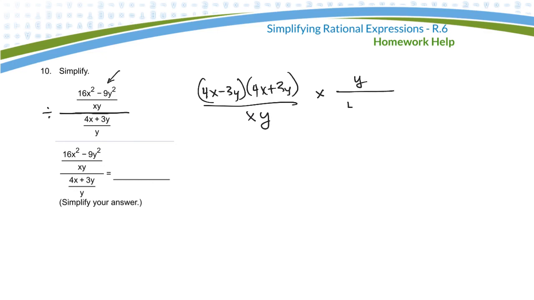Y over 4x plus 3y. Now look for factors of 1 that you can remove. And here's a 4x plus 3y, there's a 4x plus 3y. Here's a y, there's a y. So my final answer will be 4x minus 3y over x. Love to be able to cancel this x and this x, but I can't because it's anchored with that minus sign. So that would be my final answer.